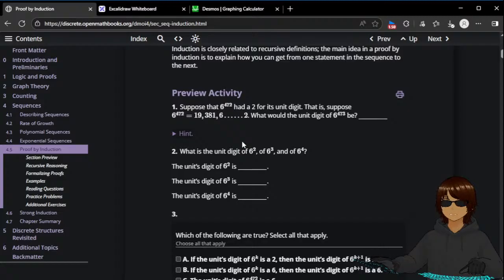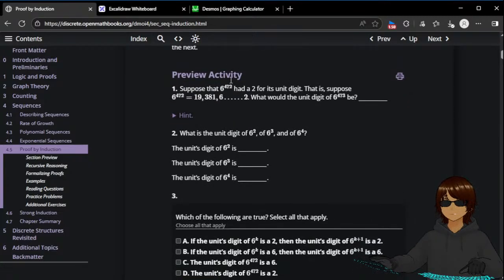Wait, how do I? Okay. There's no option to input.